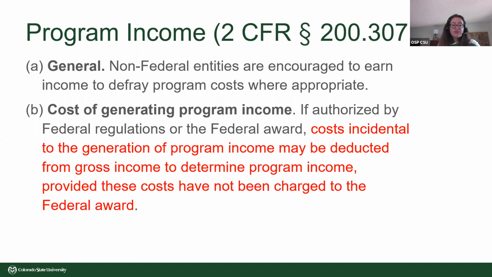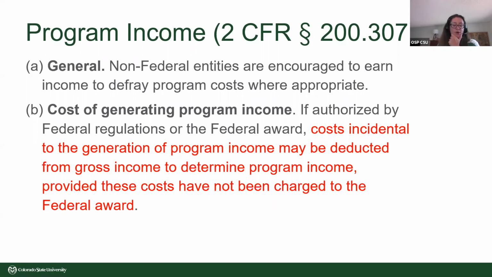If you here at CSU look at our policies and procedures around program income, it says exactly that: we are encouraged to earn program income, but we are encouraged to spend that program income first. This point is interesting because we talked about program income being gross income. However, the cost of generating the program income, any of those incidental costs, we can recover. So while we're reporting that gross income, we can still recover some of what it costs us to generate the income.